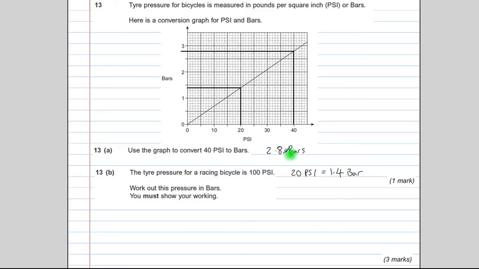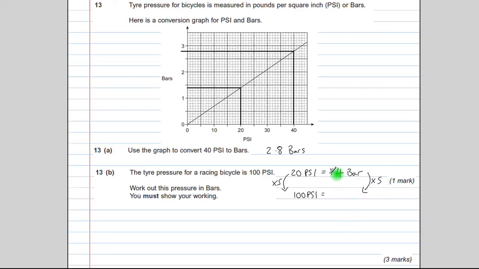Now I could actually have worked that out from here because I could have just halved that. But the next thing I'm going to do is turn 20 psi into an amount in bar. Because remember, this line here is a straight line, which means these two quantities are directly proportional to each other. So if I multiply this one by 5, that will give me 100 psi, which is what I'm trying to figure out. That means I need to multiply this by 5 as well.